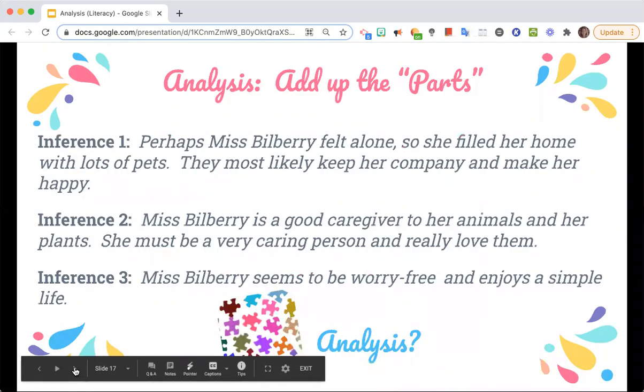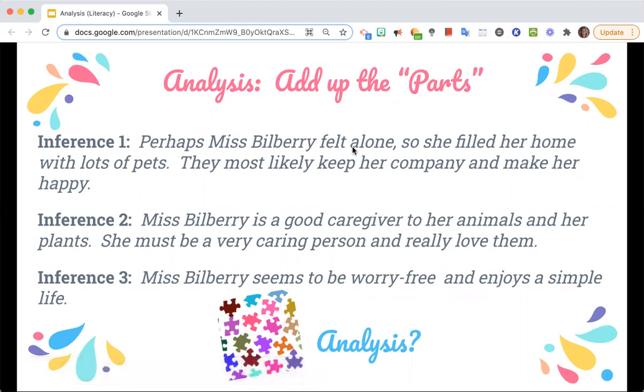So we're going to add up the parts of Miss Bilberry. We take our 3 inferences. Perhaps Miss Bilberry felt alone, so she filled her home with lots of pets. They most likely keep her company and make her happy. Miss Bilberry is a good caregiver to her animals and her plants. She must be a very caring person and really love them. Miss Bilberry seems to be worry-free and enjoys a simple life.